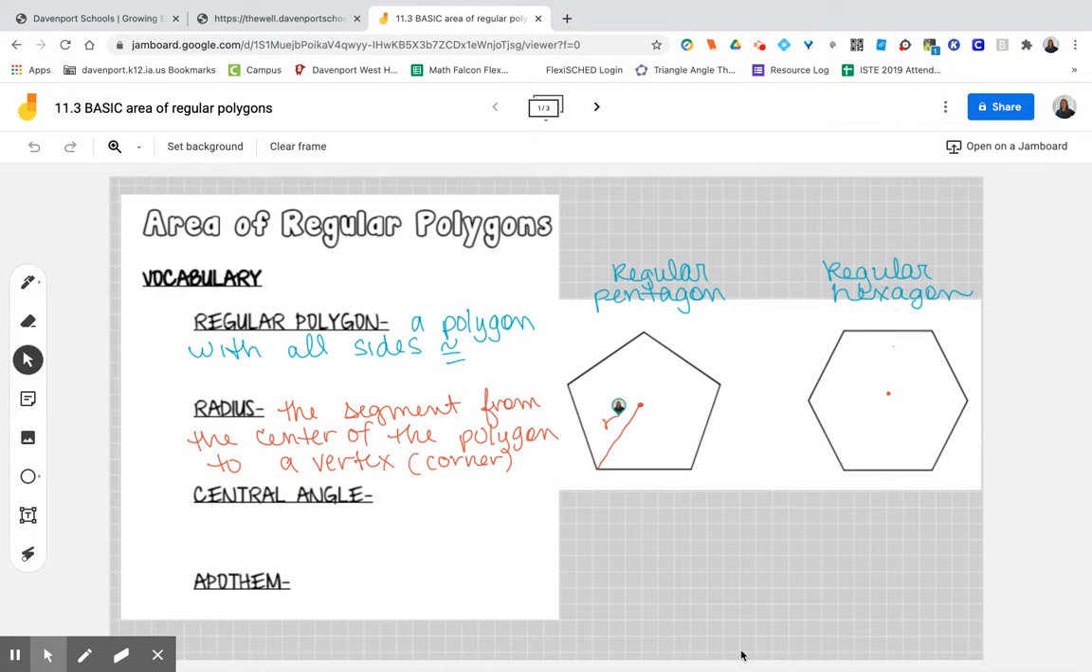Now, I chose this corner. I could choose this corner. I could choose this corner, or I could even go to this corner. So notice when I draw these radii from every corner in this pentagon that it forms 1, 2, 3, 4, 5 triangles, and there are 5 sides.